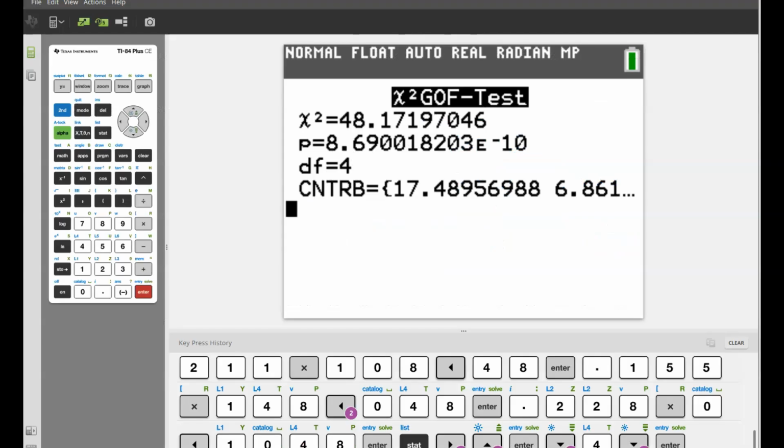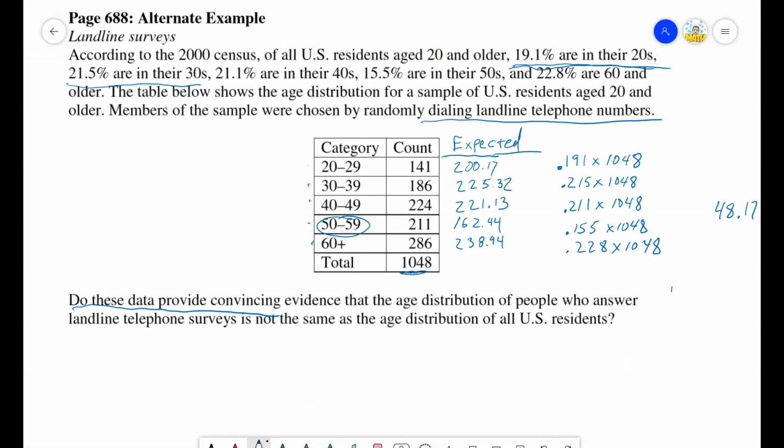And then be careful with this p-value. I'll have people tell me, they'll literally write down that the p-value is 8.69. It's 8.69 times 10 to the negative 10th. Okay, hopefully you see that. So we really have a decimal, 9 zeros, and then the 869. So what I usually do in that situation is I just say the p-value is really small, and the way that I do that is I say it's less than 0.0001.